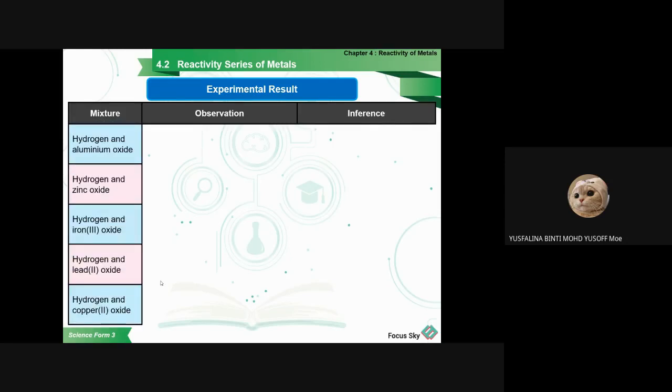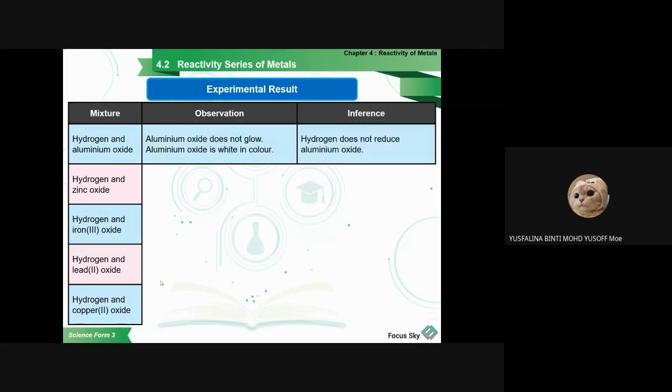Okay, so the experiment result means C. The mixture is hydrogen plus aluminium oxide. When hydrogen is heated with aluminium oxide, the aluminium oxide does not glow. The aluminium oxide is white in color. Hydrogen does not reduce aluminium oxide. Does not glow means there is no reaction. No reaction means you have to know that aluminium is more reactive than hydrogen. So that's why there is no reaction.